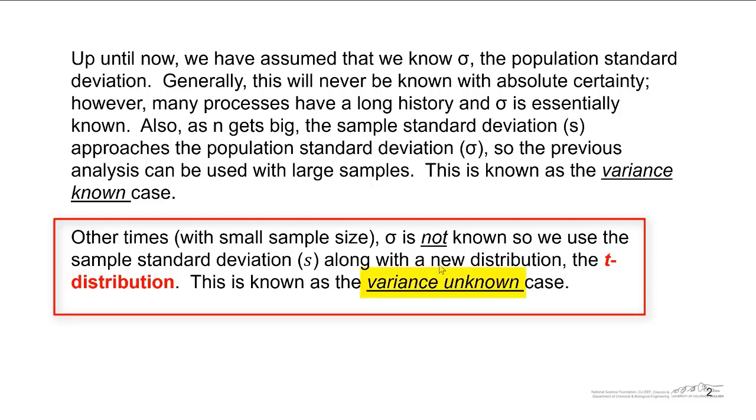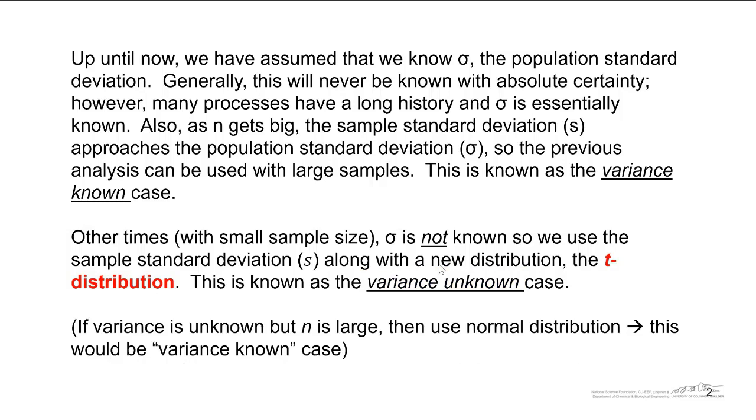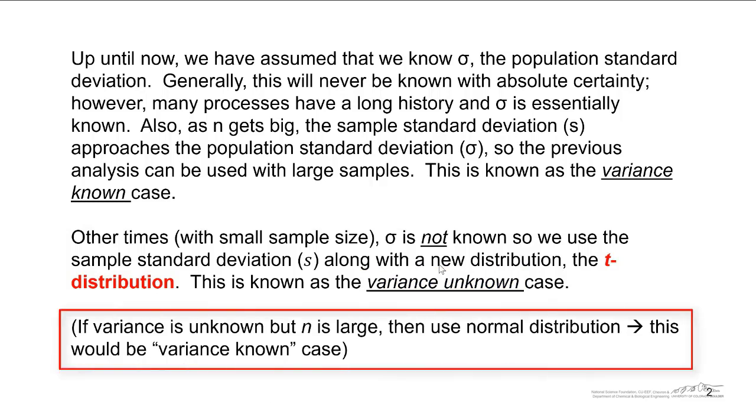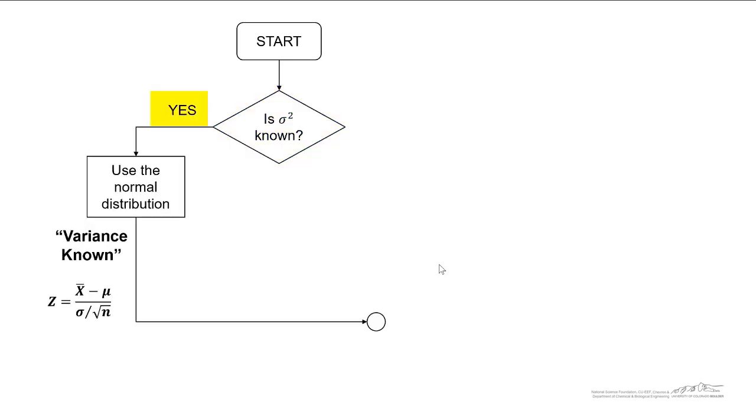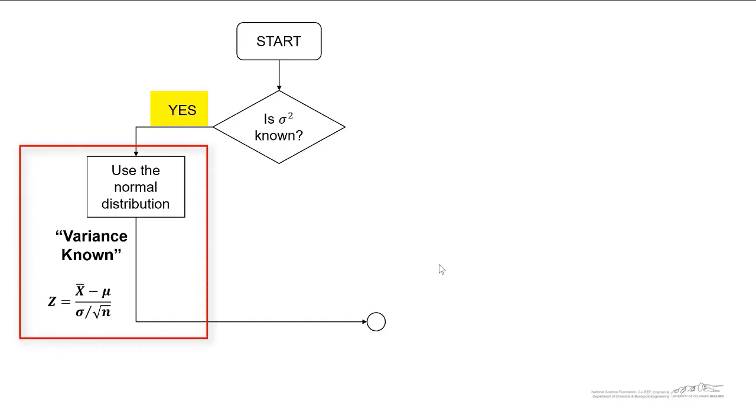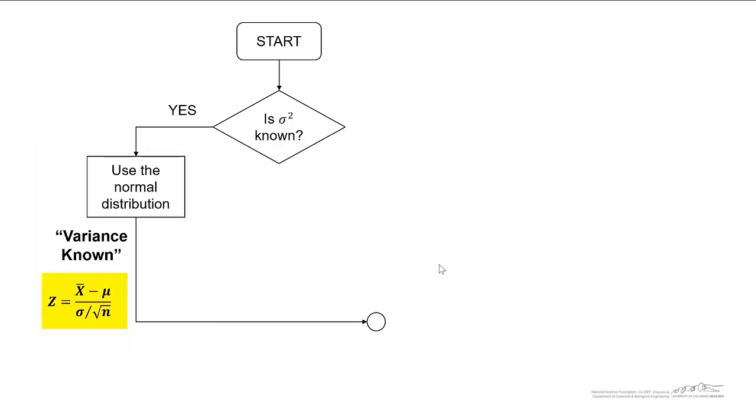And this is known as the variance unknown case. And as I noted above, if variance is unknown but n is large, then we can use the normal distribution, and this would be the variance known case. I know this is confusing, so I have a little flowchart here. We start: is the true population variance known? That's what sigma squared is. That's not the sample variance, that's the population variance. If it's known, then we can use the normal distribution as we've done previously. And in this case, we can calculate a z-value, x bar minus mu over sigma divided by root n, or you can use the Excel NORM.DIST function.